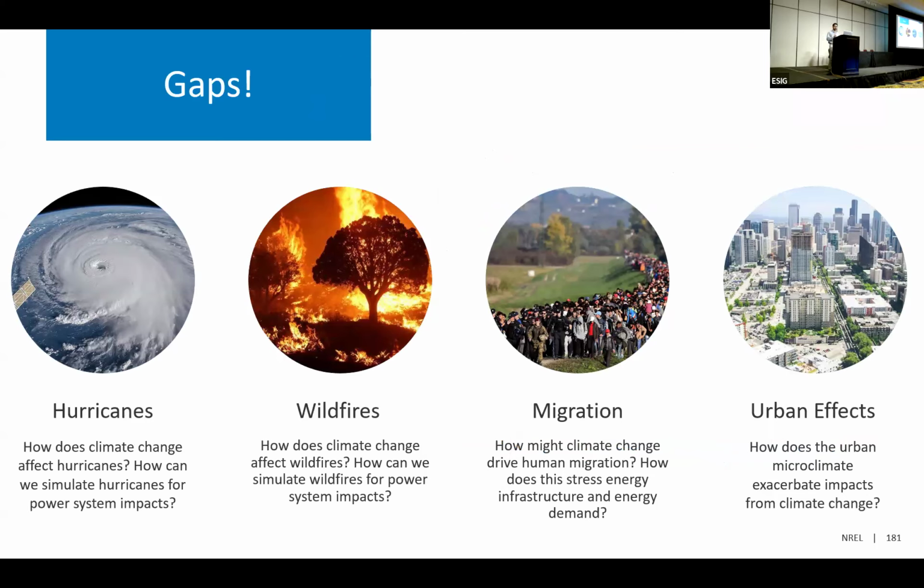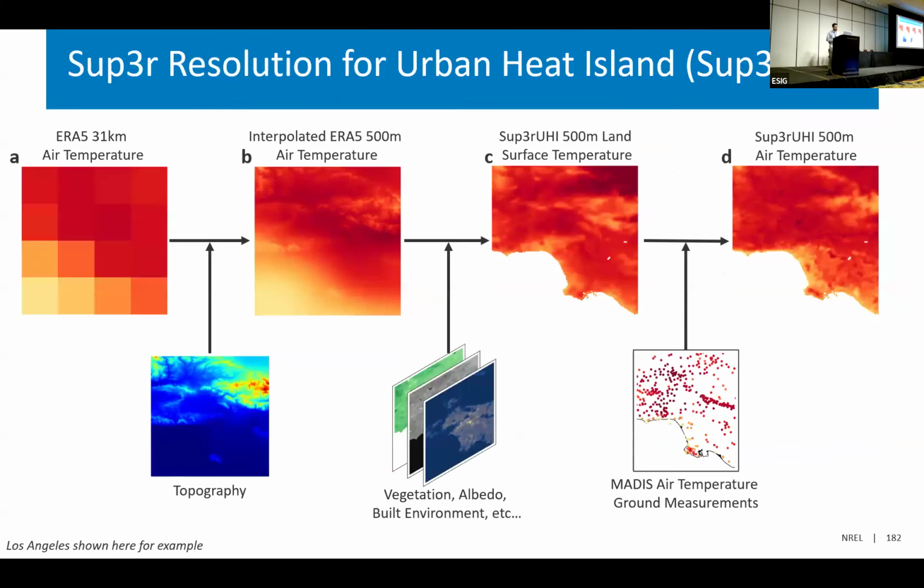We have been working on urban effects, so I just want to quickly talk about that. We've been applying the super resolution process to an even finer scale. So we're going down to 500 meters in this case to actually resolve the effect the built environment has on the local microclimate. So here you can see ERA on the left-hand side, 31 kilometer over Los Angeles. And then on the right-hand side, you can see the super resolved urban heat island data at 500 meters.